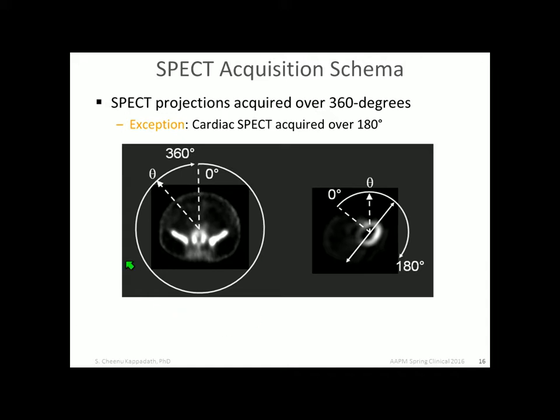So a full 360 degrees is acquired, except in the case of cardiac, where the myocardium is so much anterior that there's very little signal that you see from the posterior. You actually only acquire 180-degree views.